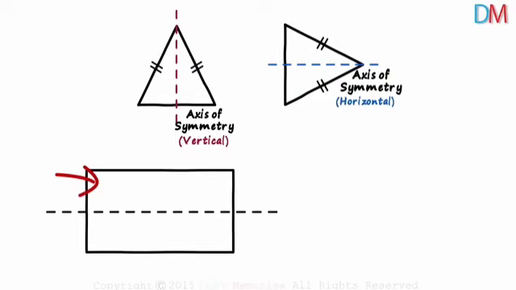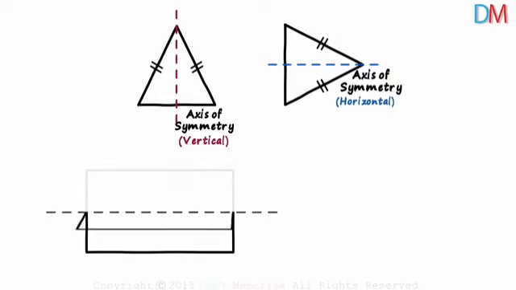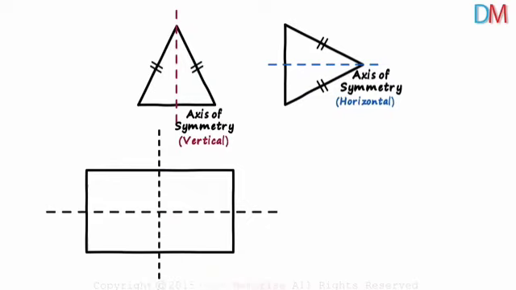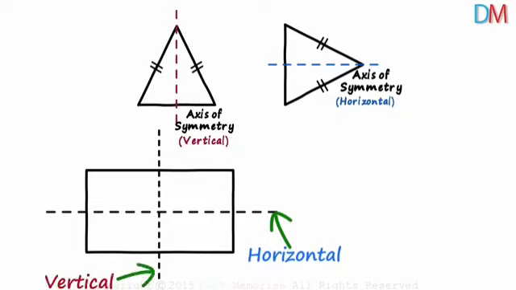When one part is flipped over, it will overlap exactly with the other. And it will also have a vertical symmetry like this. Flip this part and we see the perfect overlap. So a rectangle has a horizontal as well as a vertical line of symmetry.